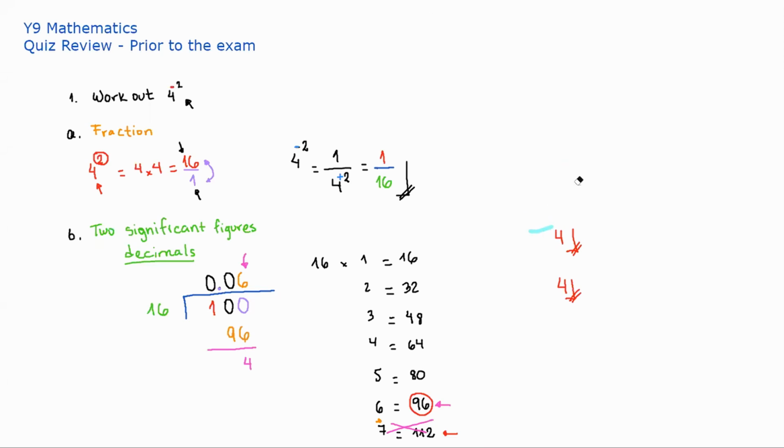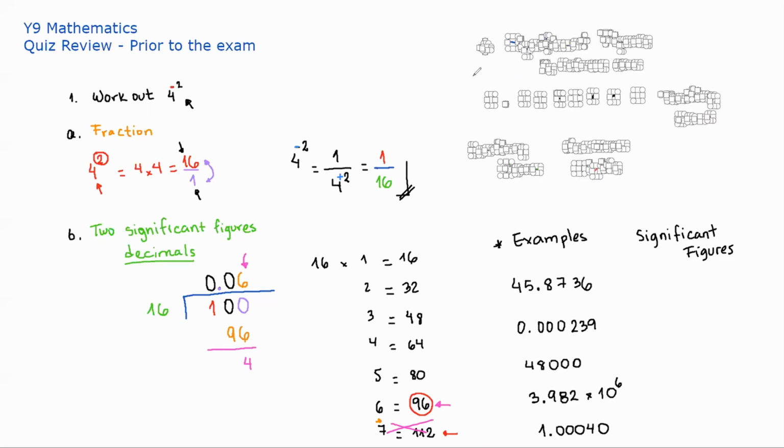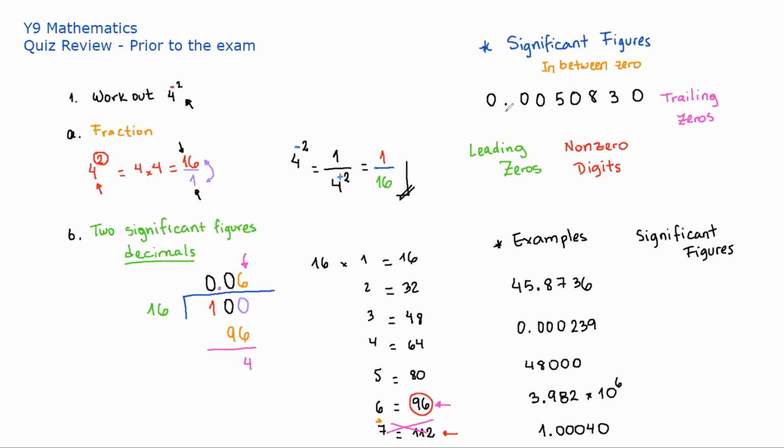Next, they said to 2 significant figures. We have to know what significant figures are. So I wanted to give you a review on that. How do we recognize significant figures then? We are going to have different positions of numbers, and we need to be able to identify if they count or not. First, we have leading zeros.